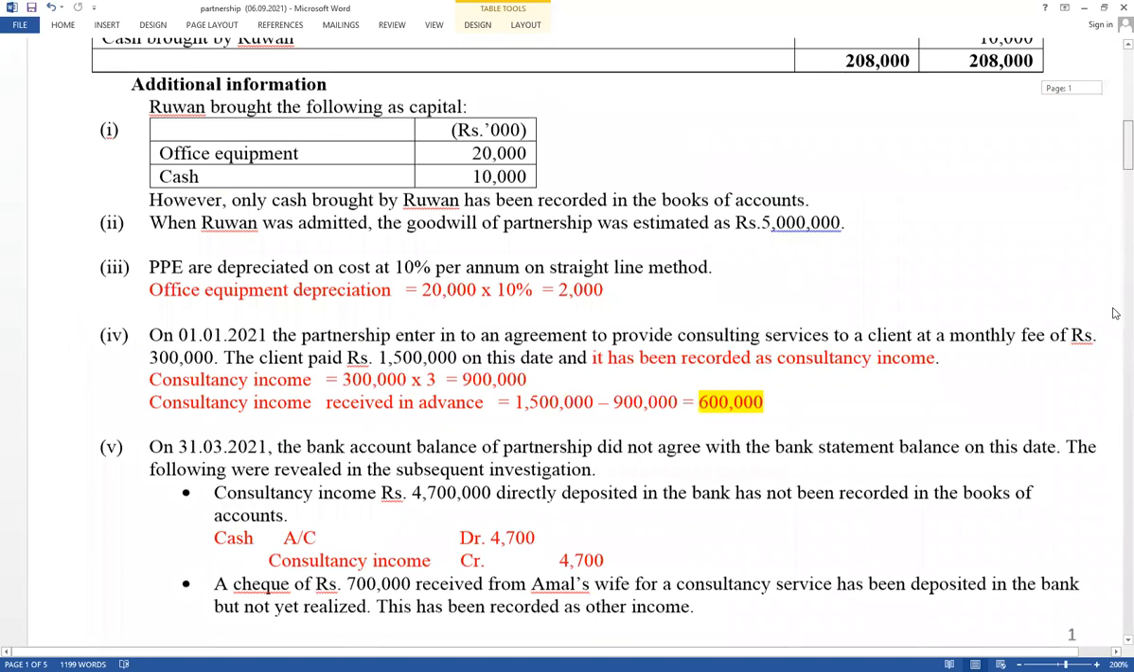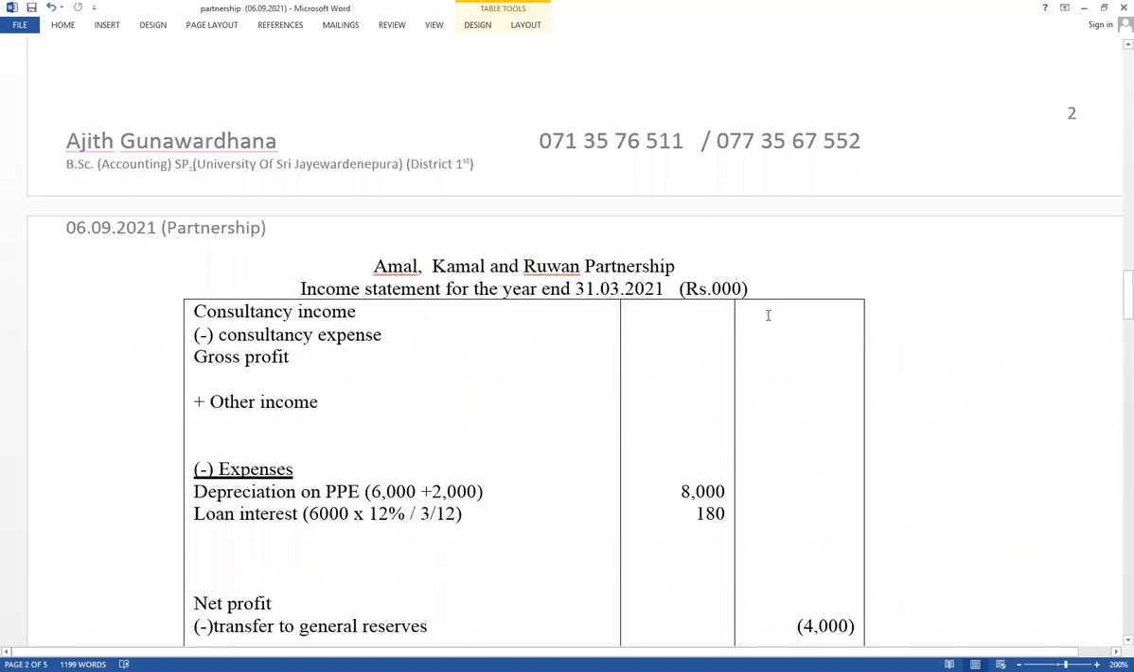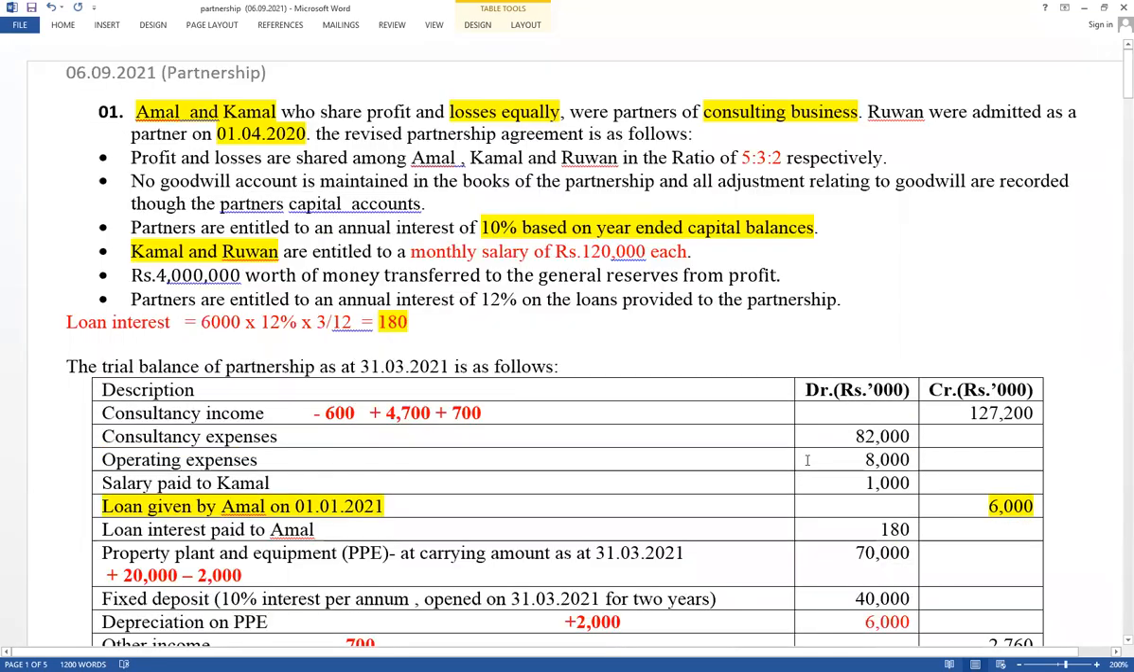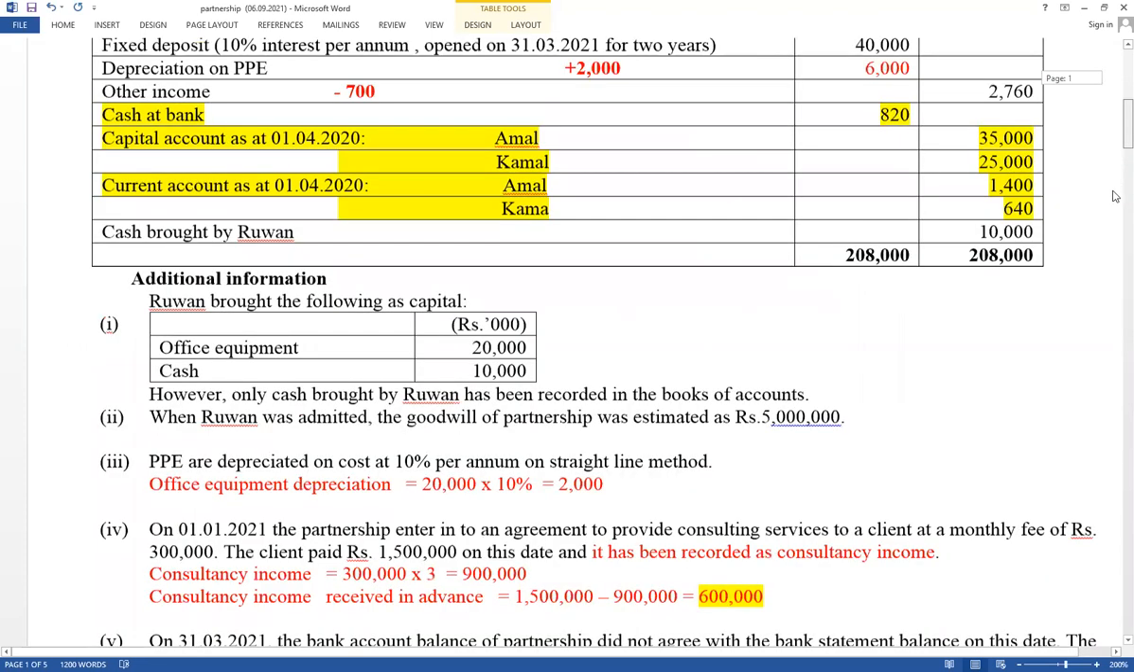Record it in the income statement as consultancy income, in the last column: 132,000. Think how to calculate the correct value. From 132,000, deduct consultancy expense. The trial balance has given consultancy expense of 82,000 and other expense of 8,000. Think about consultancy expense, 82,000.